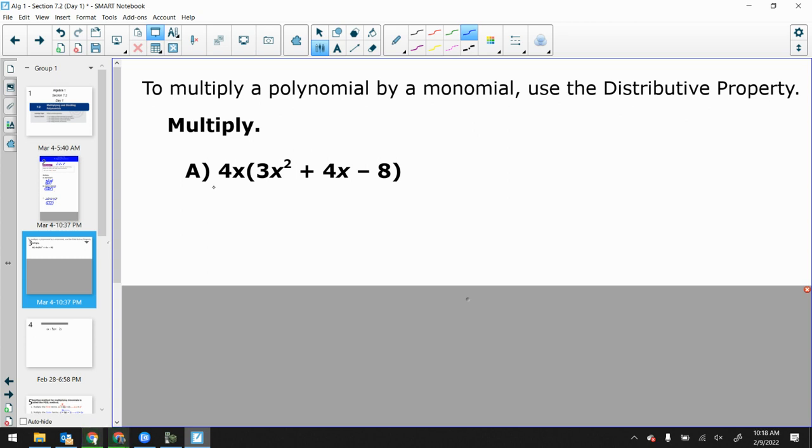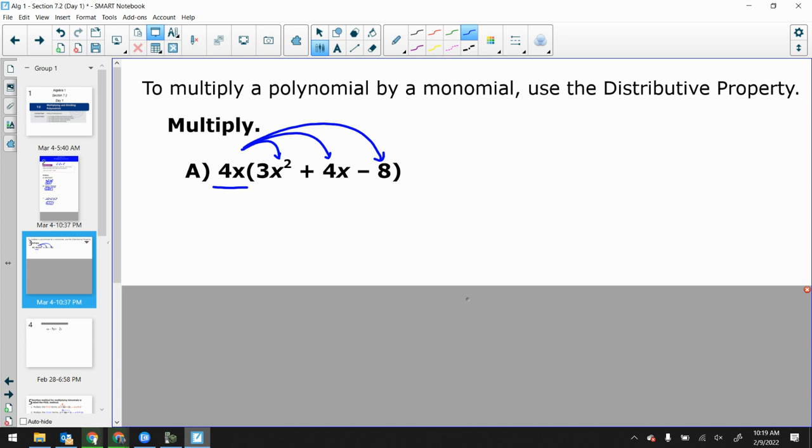I'm going to take this 4x and I'm going to distribute it in to each piece on the inside. Okay? I'm going to take that 4x and I'm going to multiply. And again, how do I know I multiply with the distributive property? Because what is the operation between the 4x and the parenthesis? Multiplication. Don't forget, when you are distributing, you must use multiplication.